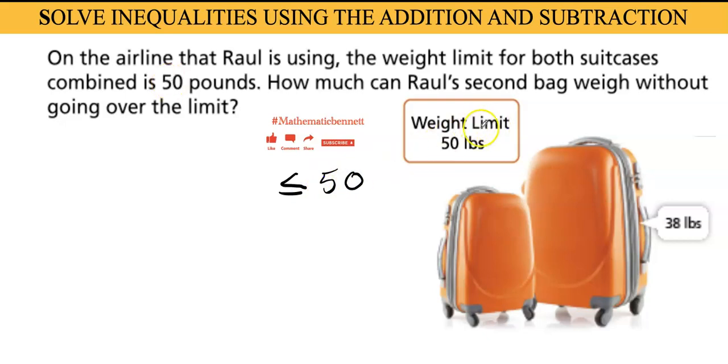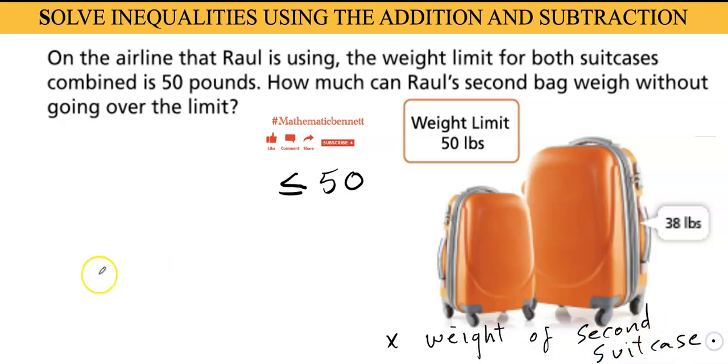All right, we can let X represent the weight of the second suitcase, the one that we don't know. The weight of the first suitcase is 38. We know their combined weight should be less than or equal to 50, so we know that we are adding.